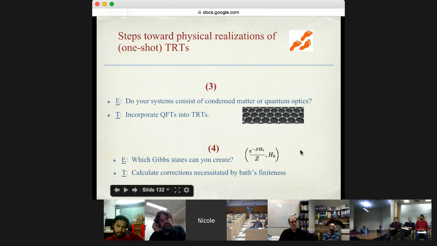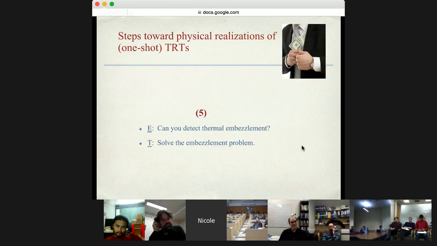introduce corrections into results. Also, an experimentalist cannot necessarily design the required bath. I heard from a quantum dot experimentalist, no, I can't just build any Hamiltonian I want. I have the Hamiltonian of the system that I have. So incorporating that into thermodynamic resource theories might help bridge the gap.